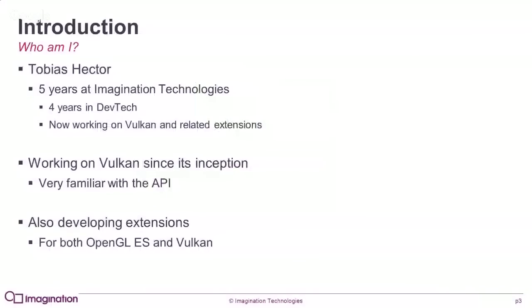So I'm Tobias. I worked at Imagination Technologies for 5 years. 4 of those years I spent in dev tech, working on our PVR text tool, as well as aiding developers with graphics issues. A lot of time I spent debugging OpenGL or wondering how I could get more performance out of the API, either with extensions or just different mechanisms. And I'm now working on Vulkan and related extensions as well. So I've been working with Vulkan since we first started working at Kronos. So I'm quite familiar with the API.